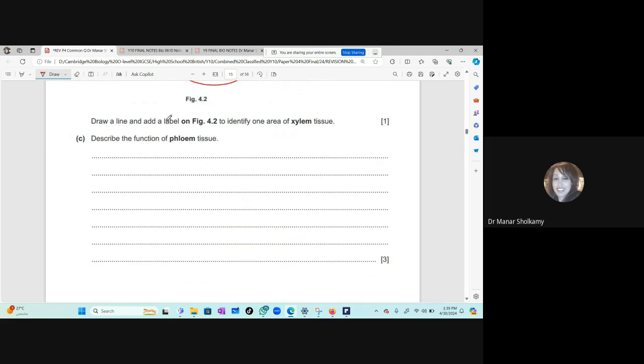What is the function of the phloem? Translocation. Yes, the word translocation is very important. It will translocate. What does it translocate? Sucrose and amino acids. Very good. From where to where? Source to sink. Excellent. Can someone remind me, please, what is the source? Where it's produced. Exactly. And sink is where it's stored or used.